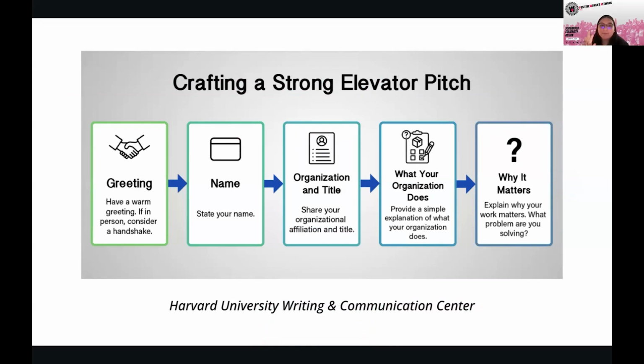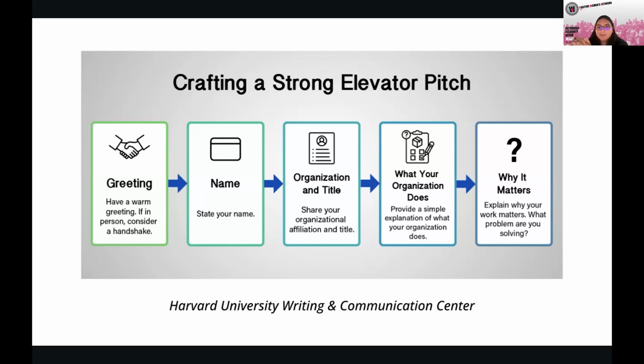So I'm going to put this back up. This is again all the different pieces of an elevator pitch: greeting, name, organization, title, what PWN does, and then why our campaigns matter and how your PWN value ties into our campaign. We'll give y'all a few more minutes and then we'll start with MJ and then go to Selena. So MJ, whenever you're ready to do your elevator pitch, let us know.